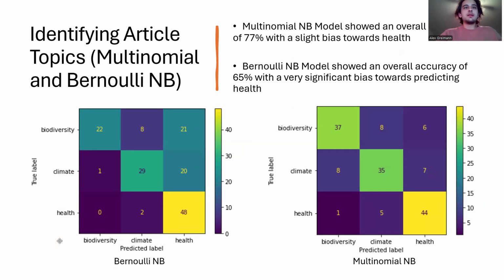Okay, so here is identifying article topics based on the headlines. I used multinomial and Bernoulli naive Bayes just to compare the two. My multinomial naive Bayes model showed an overall accuracy of 77% with a slight bias towards health, but relatively low bias overall. The Bernoulli naive Bayes model showed a 65% overall accuracy and a quite significant bias towards predicting health. So I would say that one is not nearly as usable as the multinomial naive Bayes, and I'm not quite sure what the application of this model would be, but it was more just for curiosity's sake.